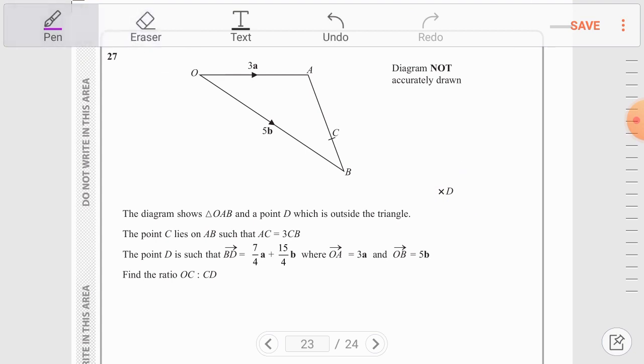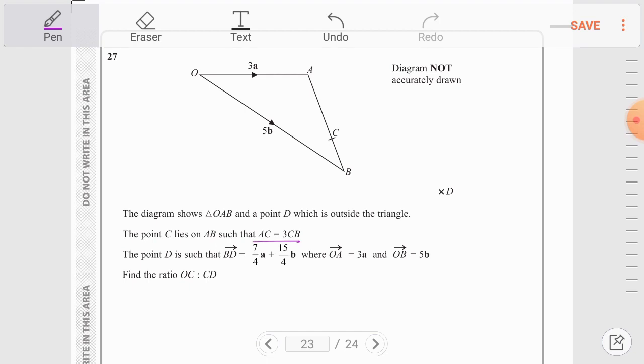The point C lies on AB such that AC is equal to 3CB. The point D is such that BD is equal to 7/4 a plus 15/4 b, where OA is equal to 3a and OB is equal to 5b. Find the ratio of OC to CD.